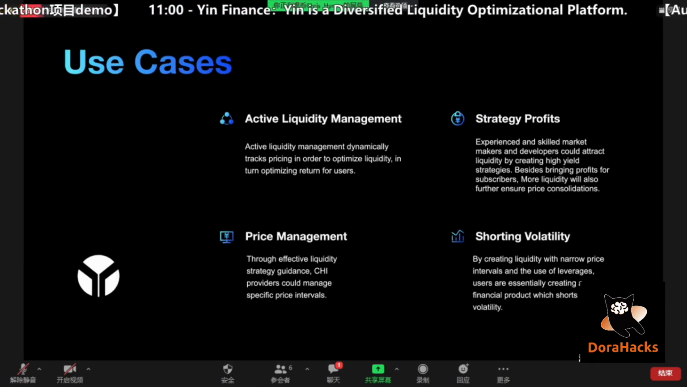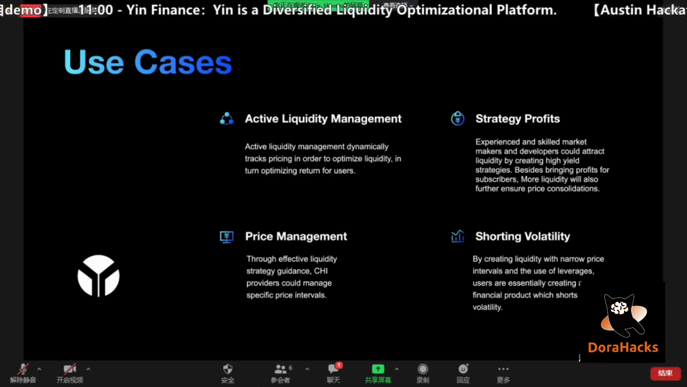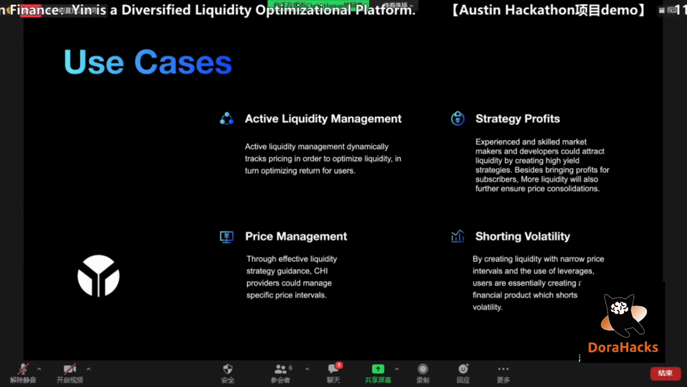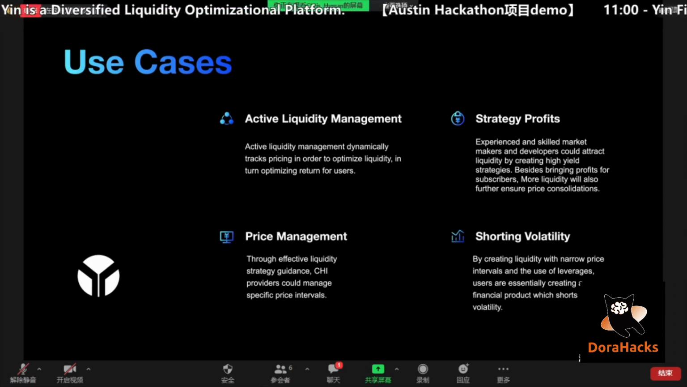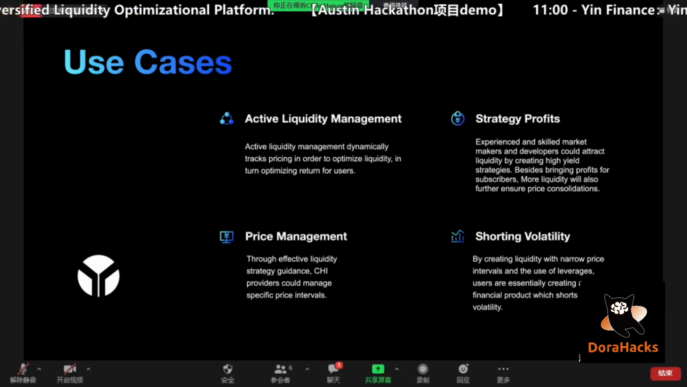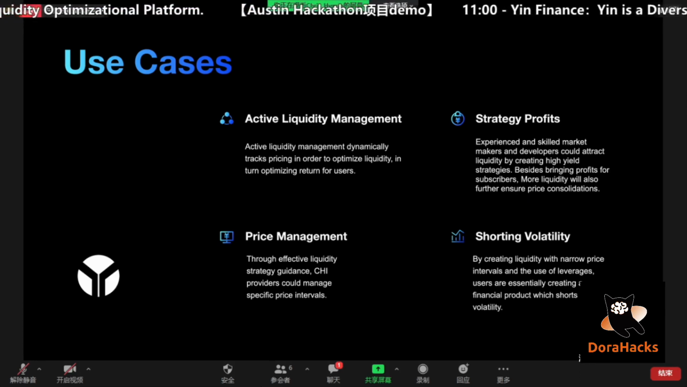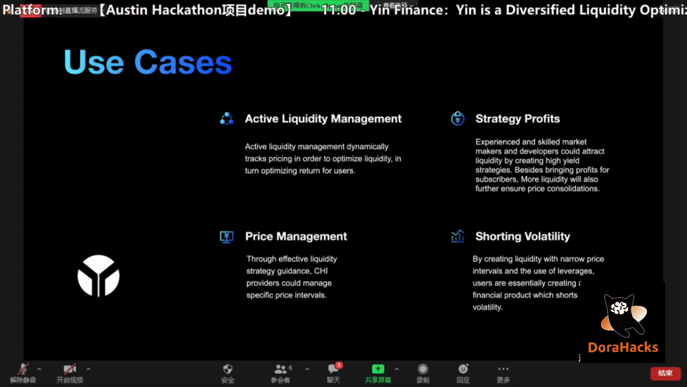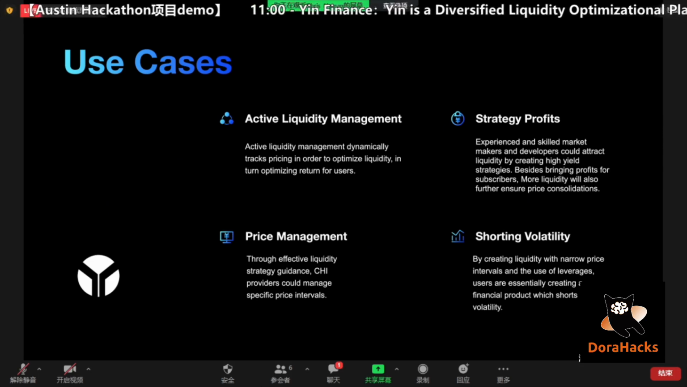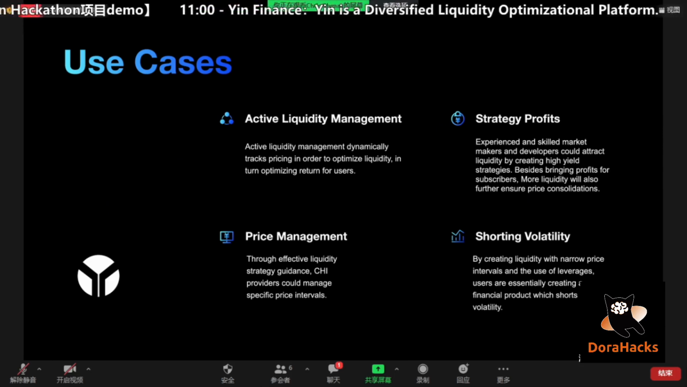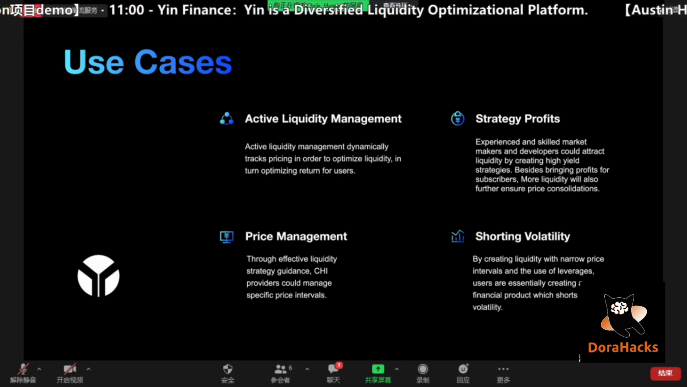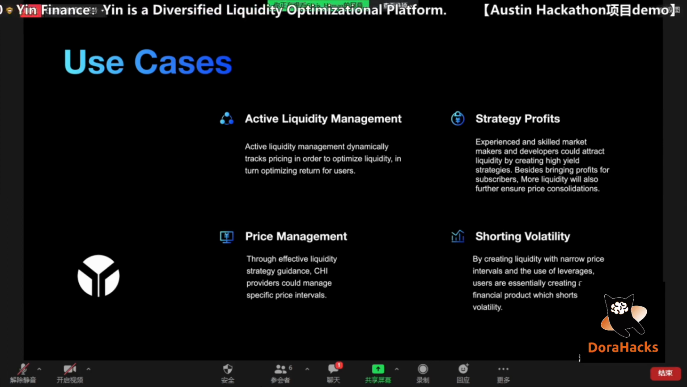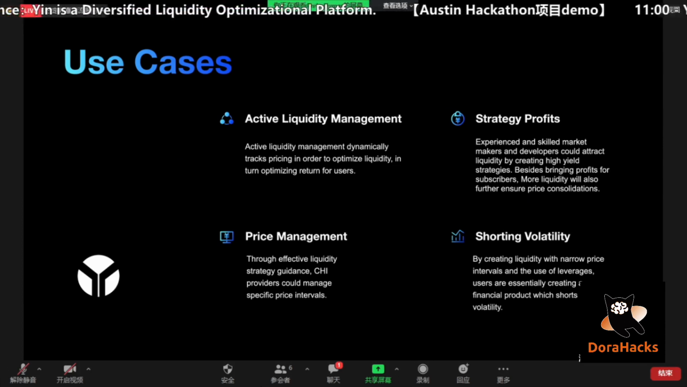That's it. And about the use cases, the first one, obviously, is active liquidity management. The second one is strategy profit. Experienced and skilled market makers and developers could attract liquidity by creating high yield strategies. And that is a funny one. If your liquidity is big enough, basically you control the price in DEX. More liquidity also further ensures price consolidation. We can think of it as a shorting variety.